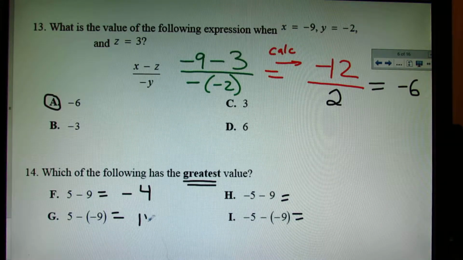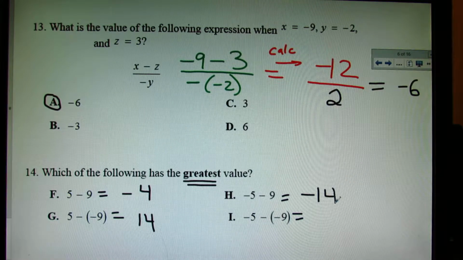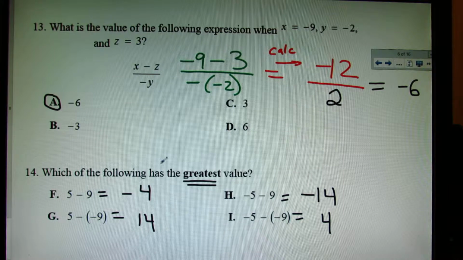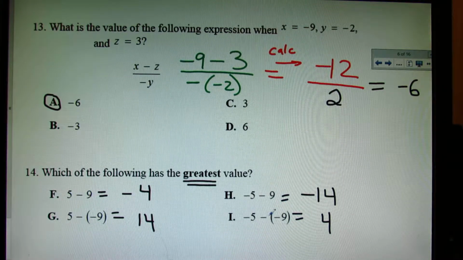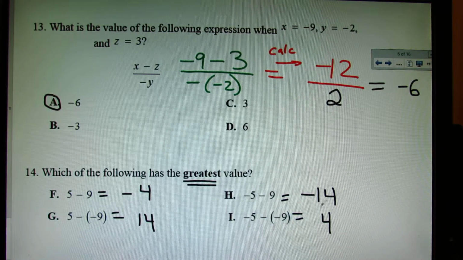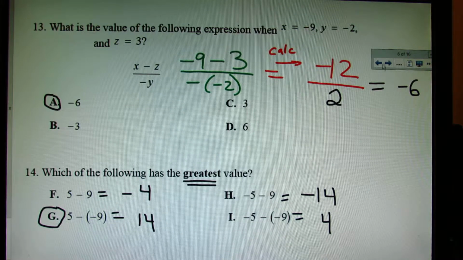You should get +14. This one will get you -14. And this one will get you 4. Now, if you got an answer that's a little different from here, then just plug it back in your calculator real carefully and make sure you get it. Alright, which one's the highest? Well, 4 and -4, nope, those are out. And I have -14 and +14. +14 will be the highest number. So number 14, final answer, G.